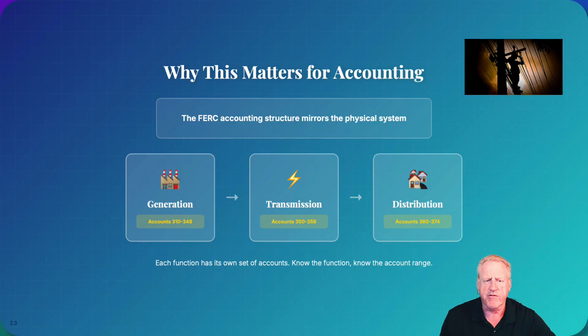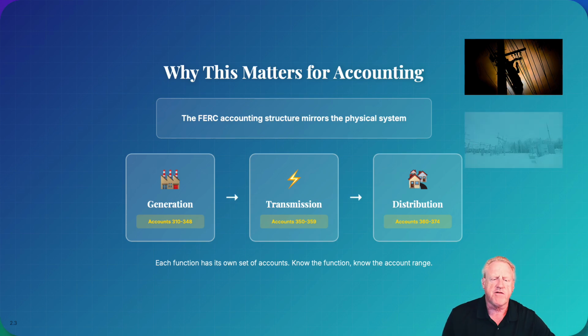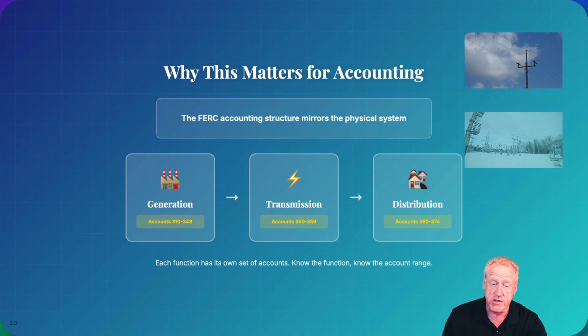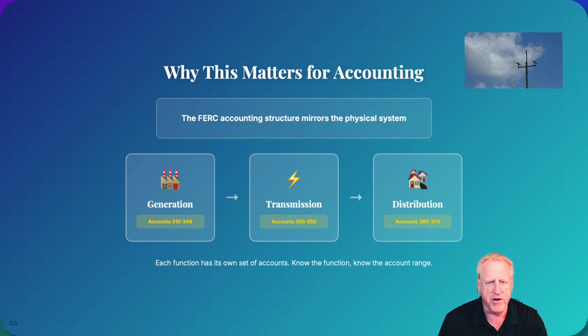Now, why does this matter for accounting? Well, the FERC accounting structure mirrors the physical system. Generation accounts are accounts 310 to 348. Transmission is 350 to 359. Distribution is accounts 360 to 374. Each function has its own set of accounts. So if you know the function, you'll know the account range. And if you do this long enough, eventually you'll have these account numbers pretty well memorized.